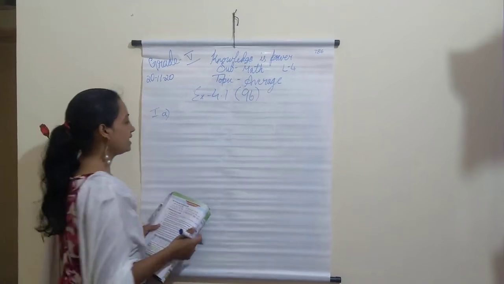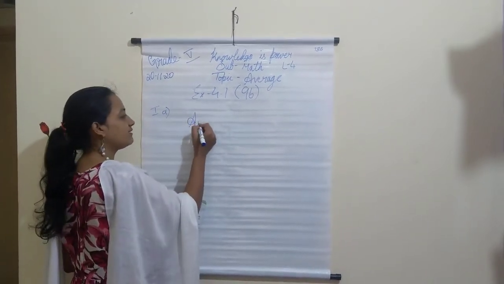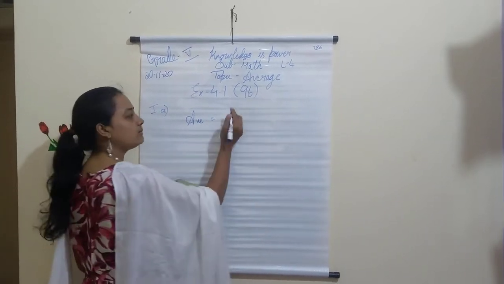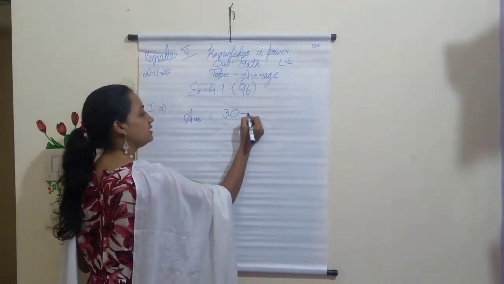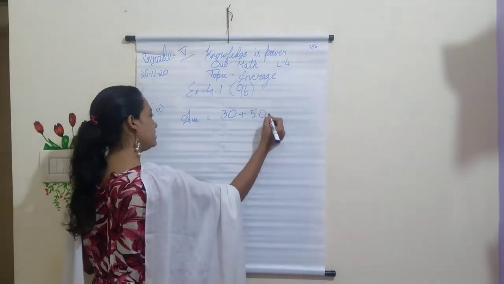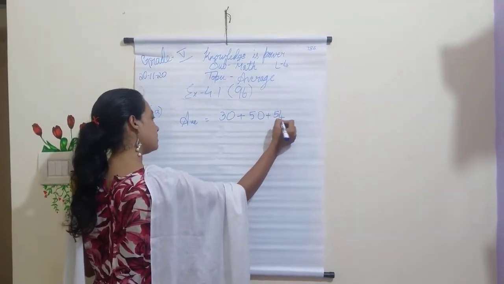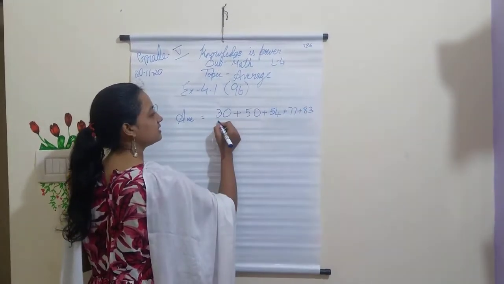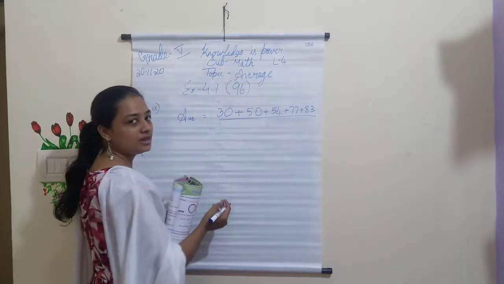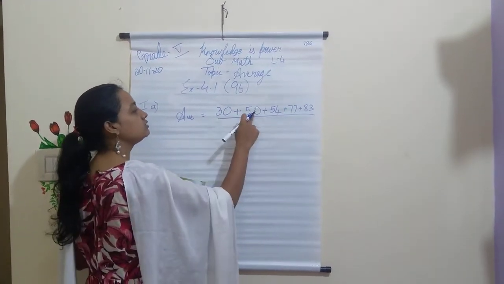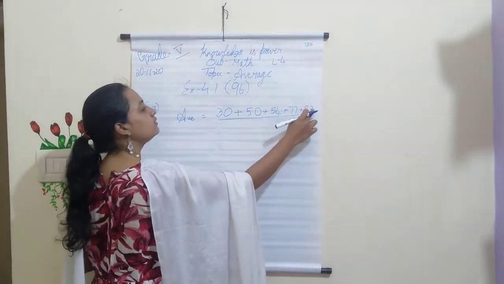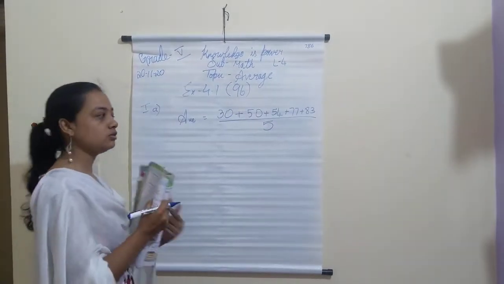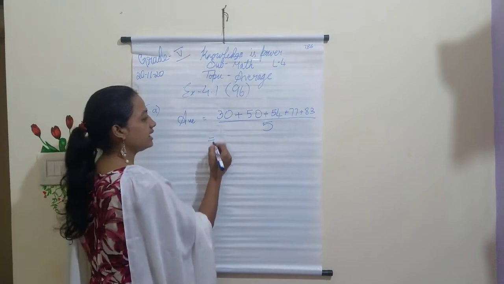What are the scores they have given? What is the formula for average? I have to take average is equal to the sum of the numbers given. 30 plus 50 plus 54 plus 77 plus 83 divided by, how many numbers are given here? 1, 2, 3, 4, 5. So I should divide this by 5. So now add these numbers and divide by 5.